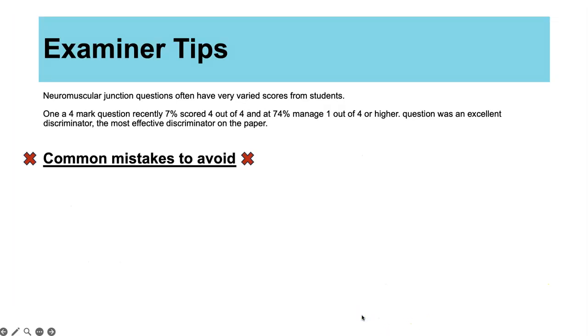So some examiner's tips then linked to specifically neuromuscular junction questions that have come up previously. And I actually have looked through some of the feedback from examiners, and there was one question recently, which was a 4-mark question about what happens at a neuromuscular junction. And of those 4 marks, only 7% of students got those 4 marks. So they got 4 out of 4. 3/4 approximately did manage to get at least 1 mark or higher. But what this shows us is these types of questions students generally find pretty hard to get high marks on.